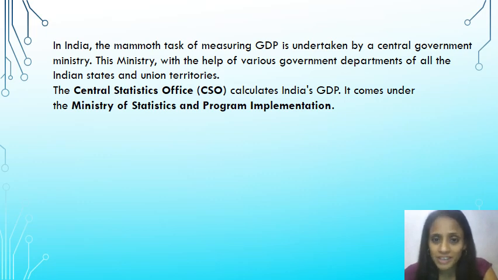Who calculates the GDP of a country? It's a huge task. So it is undertaken by the central government ministry with the help of various government departments of all the Indian states and union territories. Actually, you should know this particularly as a part of GK. It is the Central Statistics Office, CSO, that calculates India's GDP. It comes under the Ministry of Statistics and Program Implementation.